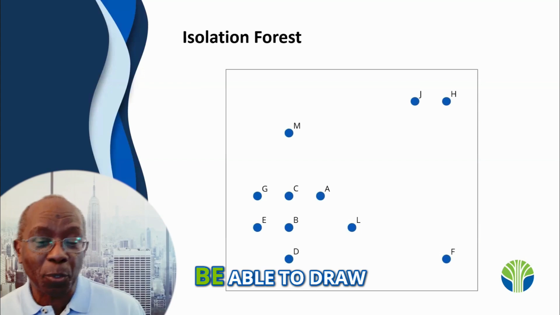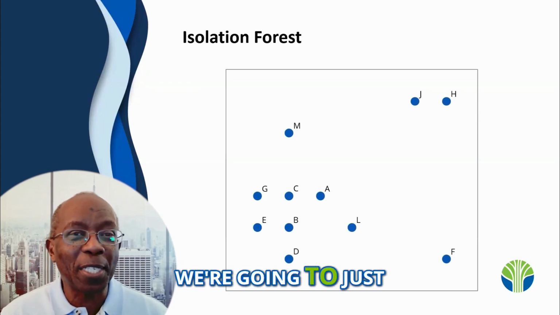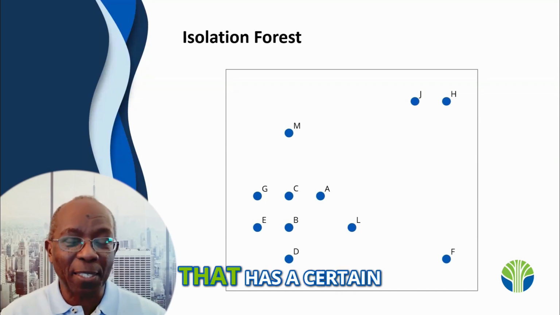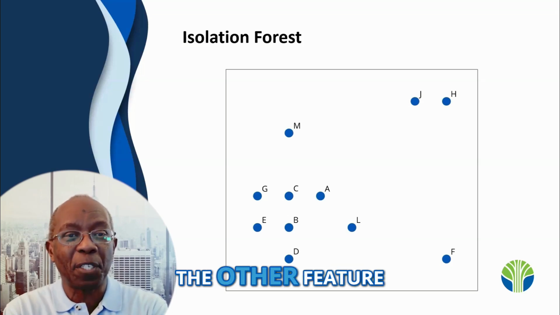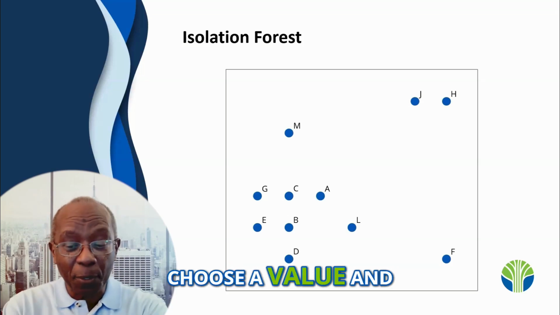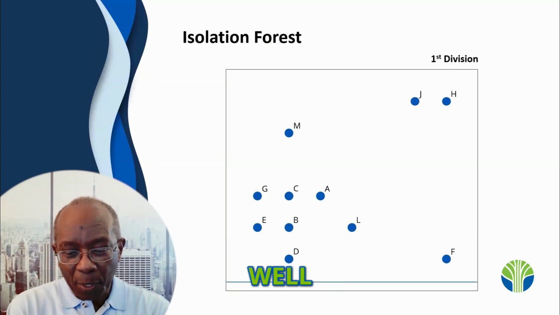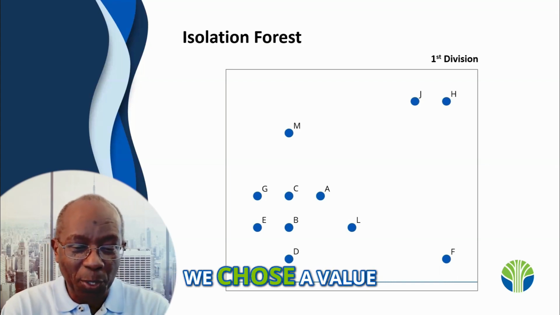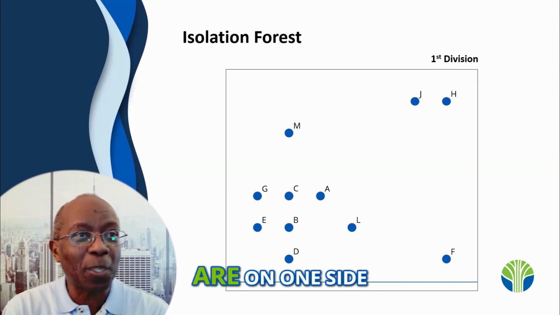So let's have an example that we can actually do visually. Now, because I want to be able to draw this example on a two-dimensional screen, we're going to just have two features so that we can then have a point that has a certain value of one feature and a value of the other feature. Let's just call them X and Y, because then it's easier to remember. Choose a value and just slice our area using that value. Well, you see the little blue line towards the bottom? It looks like when we chose a value of Y, it was rather low and all the points are on one side.